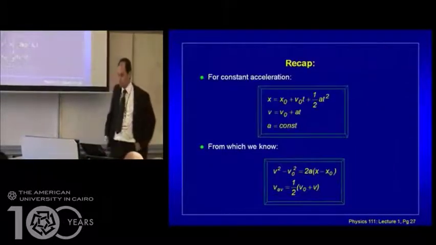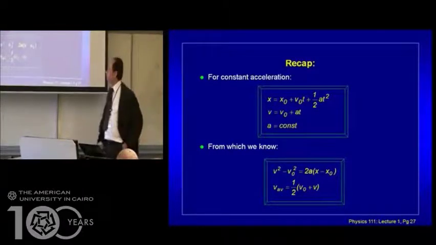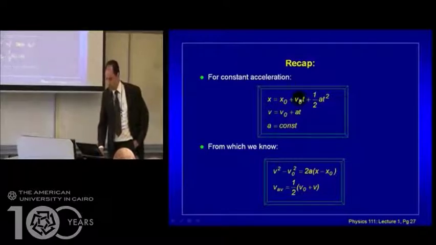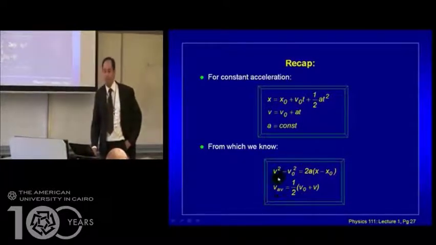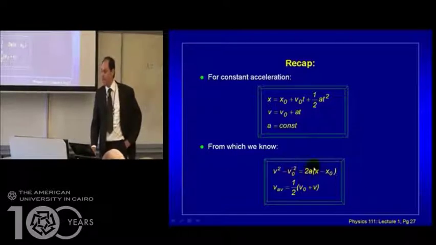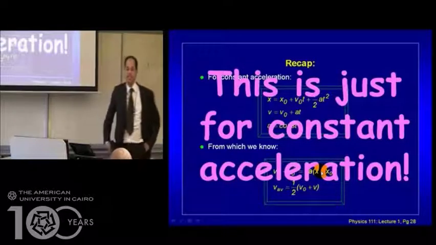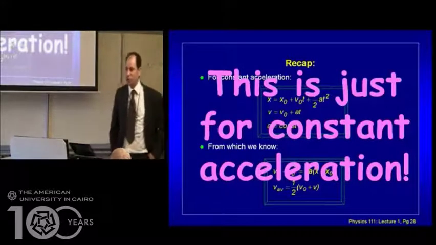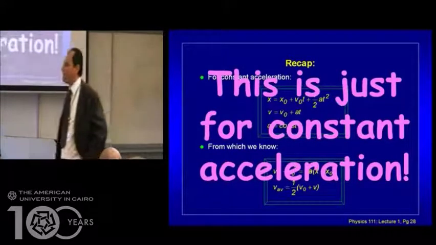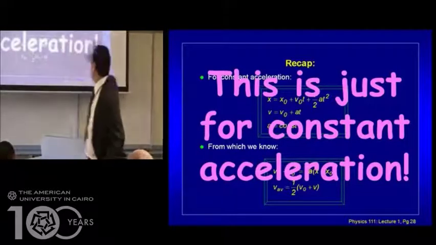Okay, this is the summary of what we have studied so far. We have proven those equations, and we have got that equation that tells us the final velocity squared minus the initial velocity squared equals 2a times x minus x0. Those equations are only valid if the acceleration is constant. If the acceleration is not constant, those equations are not valid.